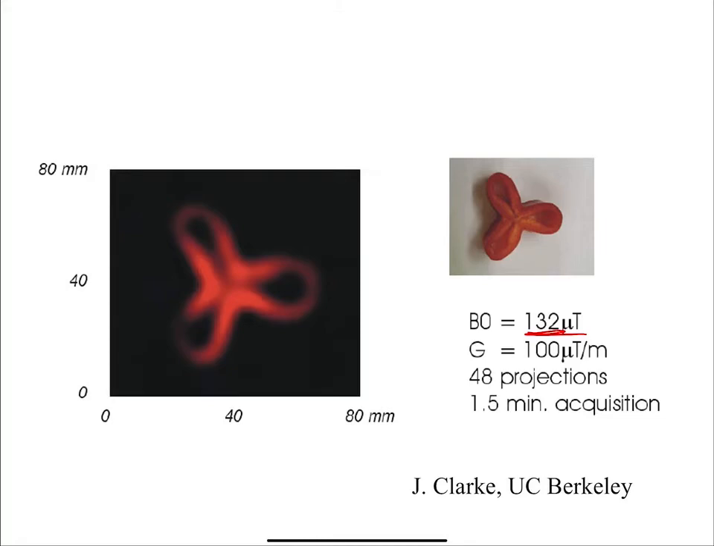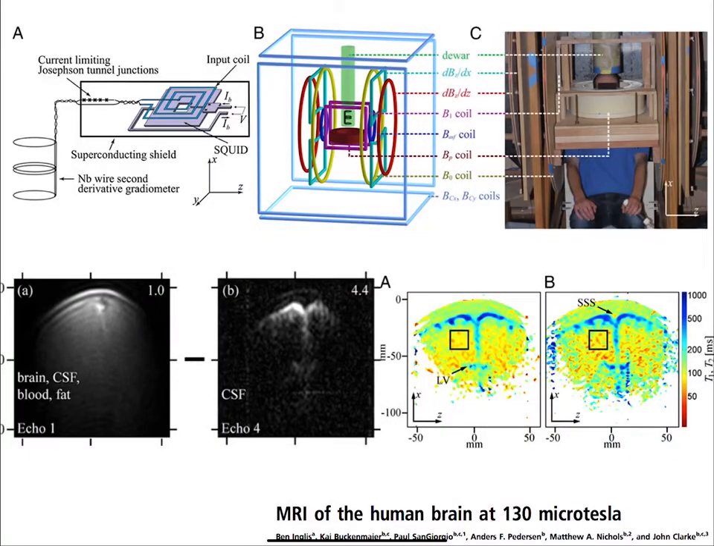And amazingly, this was the pepper, and this is one of their first MR images of the pepper, done with 48 projections and 1.5 minute acquisition. And later on, at the same field, this is the person in the magnet, and this is a picture of their brain. Okay, so not great, not good enough for clinical work, but a proof of concept that maybe this is something that could be used in the future.